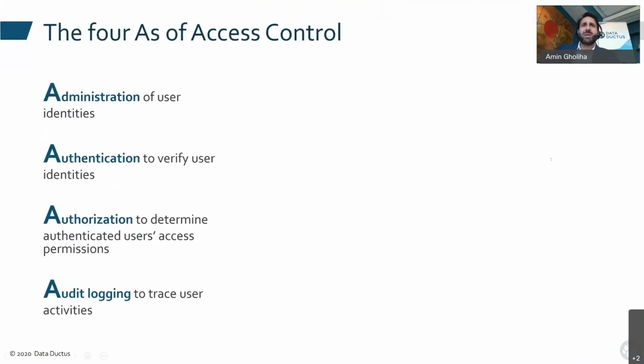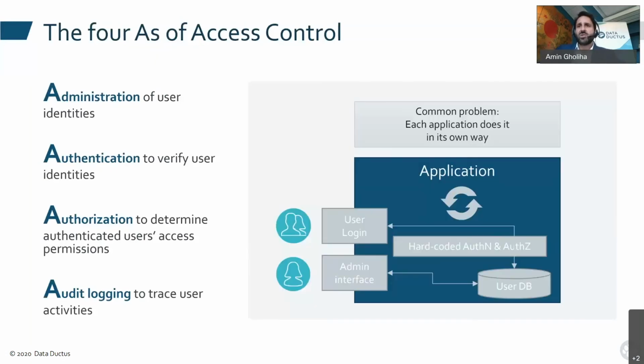When you want to implement access control, you need to administrate user identities, have authentication to verify users, and authorize user access permissions, basically. And you also need audit logging to trace all of these activities. Usually this kind of technology resides within the application or system that you use. So each application uses its own way to create users, give them access, and so on.